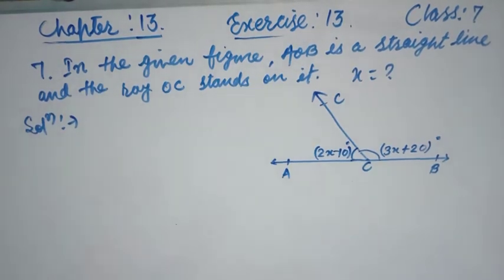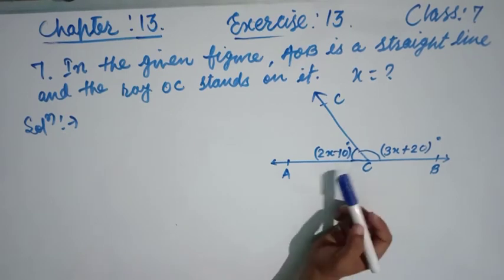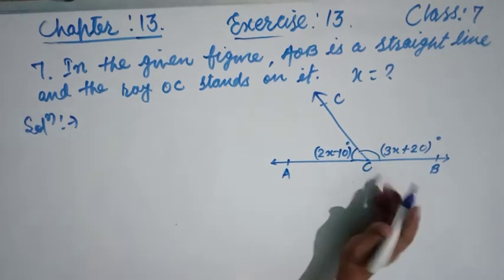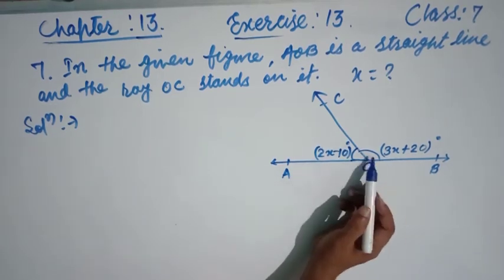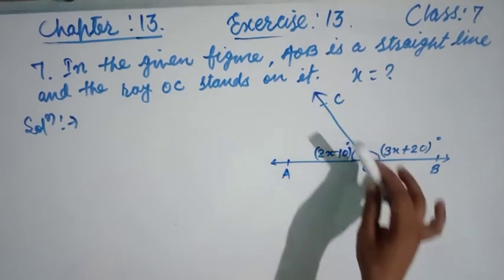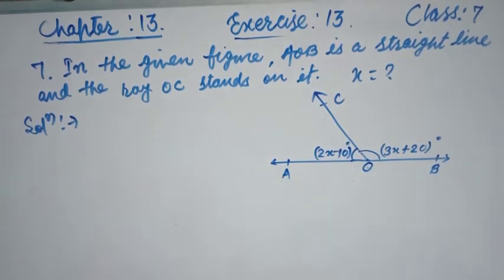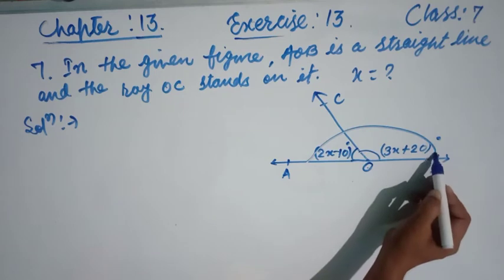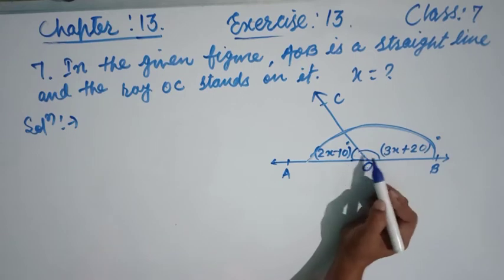Now see, friends, question number 7 says, in the given figure, AB is the straight line and the ray OC stands on it. Now find the value of x. So the angle AOC is given, friends, and angle BOC is given. Now friends, we have to find the value of x. Look at this, friend, this is the line. So OC is the ray on the line AB. This is a straight line, friends, so the sum of these two angles is supplementary.